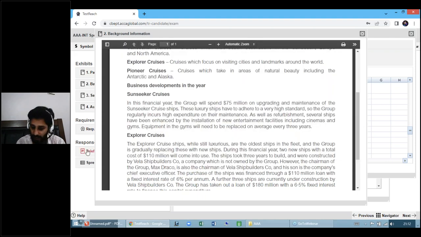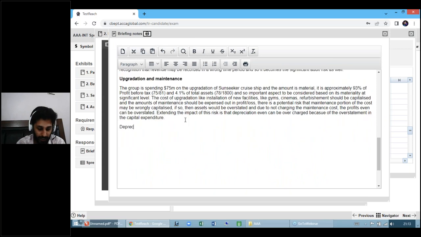So the heading would be depreciation on individual components, right? The depreciation of individual components. Firstly, you should write the matter. Then you should give the reference of correct accounting treatment, right? And you should write out the risk. What is the matter?